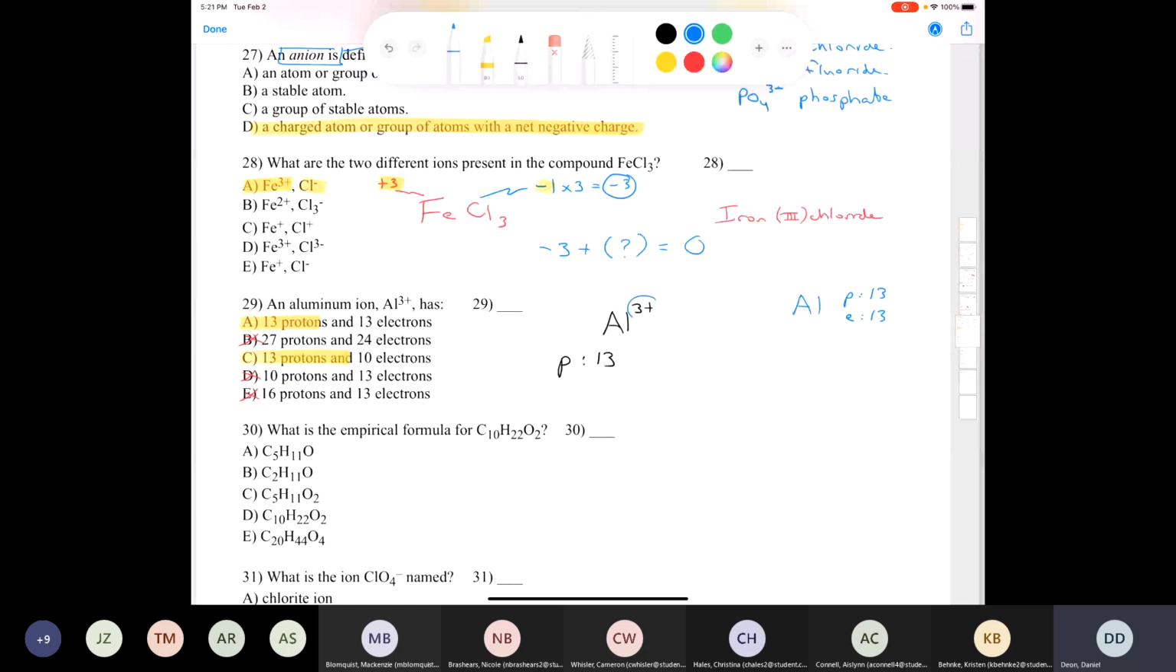Well, if I have 3 positive charges overall, that means I would have lost electrons because electrons are negative, right? So the question becomes, you could phrase it this way: positive 13, because protons are positive, plus negative something gives you positive 3. And the answer would be negative 10, right? So you'd have to have 10 electrons. And so the answer is 13 protons and 10 electrons.